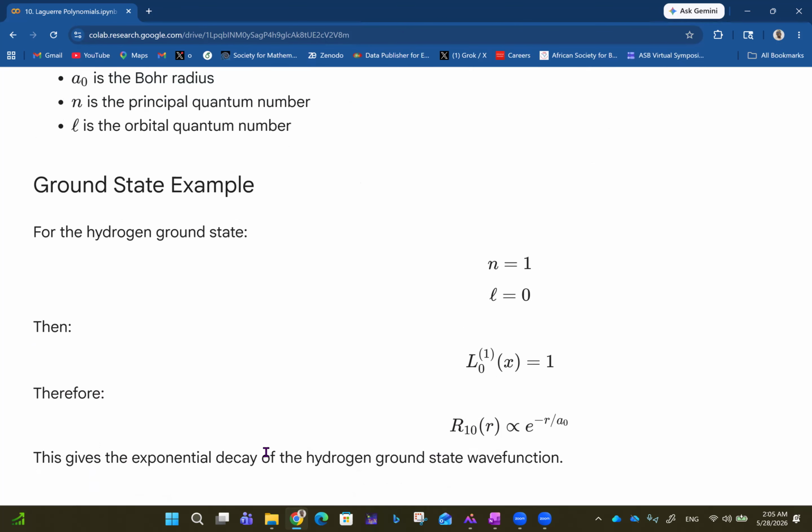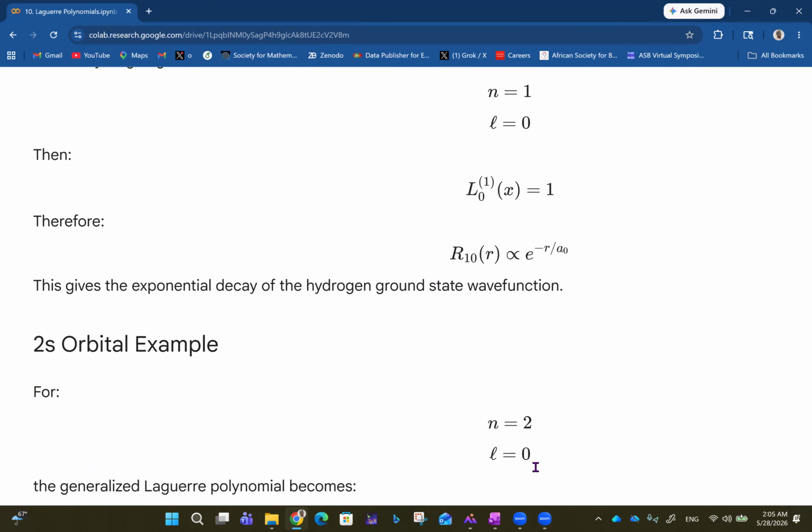Then you have the ground state. So for the hydrogen ground state, n is 1, l is 0, then L sub 0 of x is 1. Therefore, R sub 10 of r is directly proportional to e raised to minus r over a naught. This gives the exponential decay of the hydrogen ground state wave function.